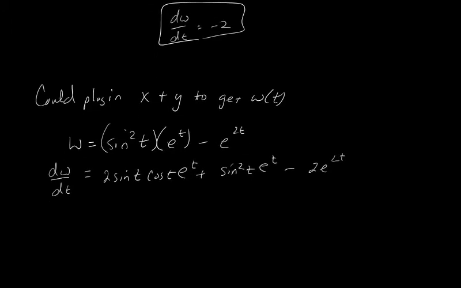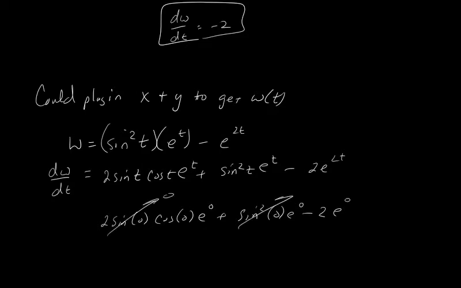All right, and we want to know what this is when t is equal to 0. So when t is equal to 0, that would be 2 times sine of 0 cosine of 0 e to the 0 plus sine squared of 0 e to the 0 minus 2e to the 0. So that, of course, goes to 0. That goes to 0, leaving us with negative 2 times 1. So we get the same thing either way. The difference is sometimes it'll be easier to do it one way as opposed to the other.